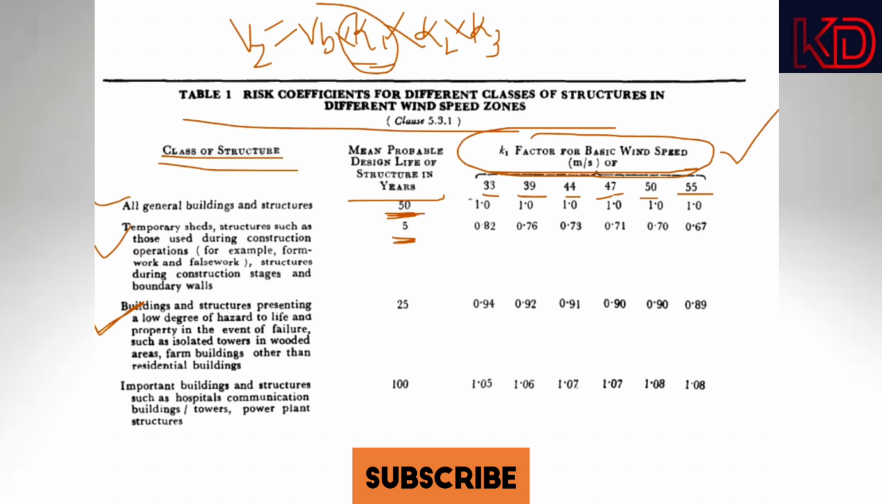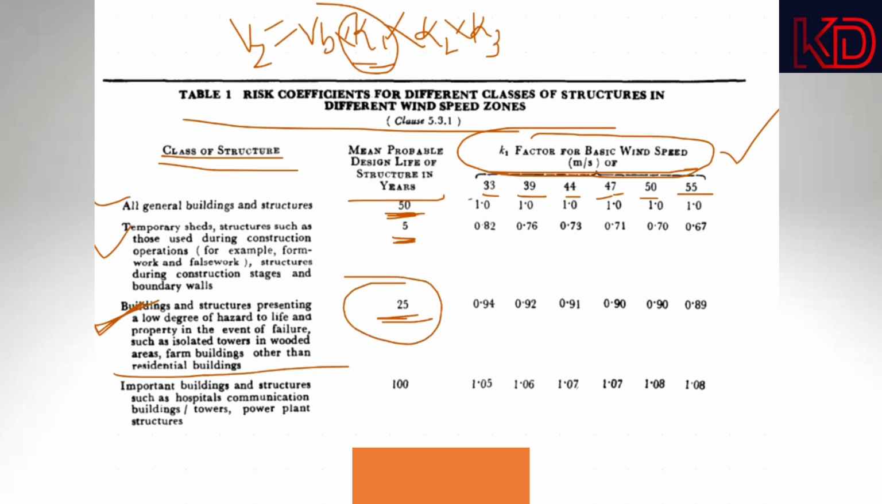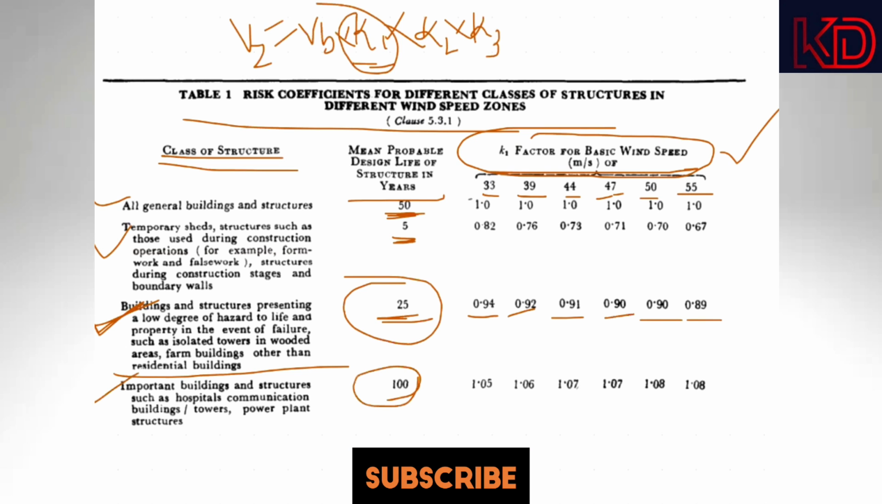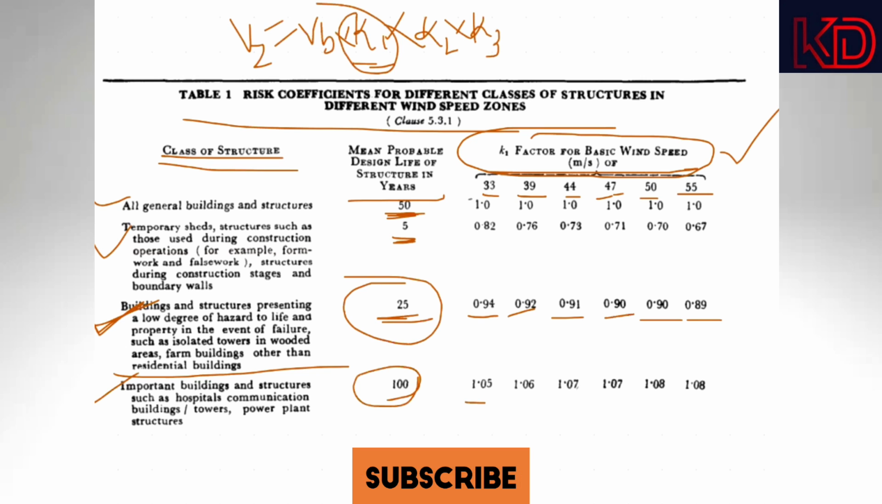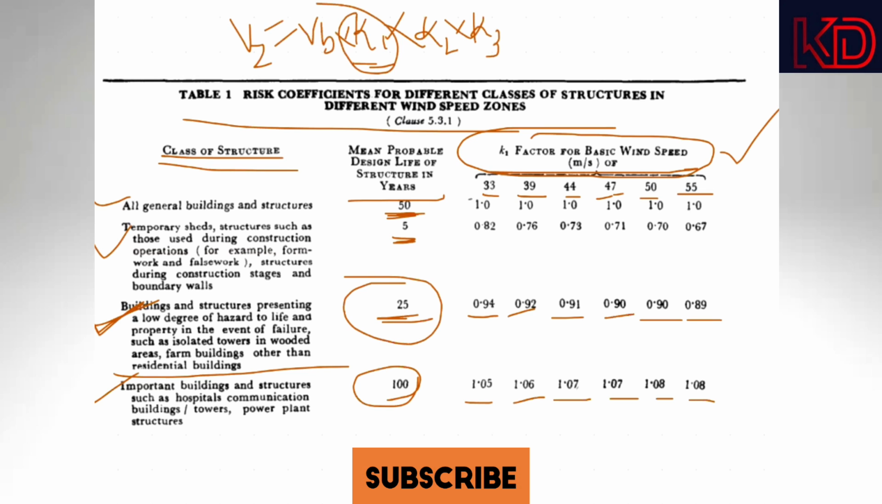So again we'll come to the class of structures. If it is not important or if it is giving you the low degree of hazard to life, then we are classifying this as 25 years, like if we are assuming that these buildings should serve at least for 25 years, and again the factor of risk will change. Then if it is an important building, important buildings will be classified as your hospitals, communication towers, then at least 100 years it should serve, and then the factor of risk will change according to it.